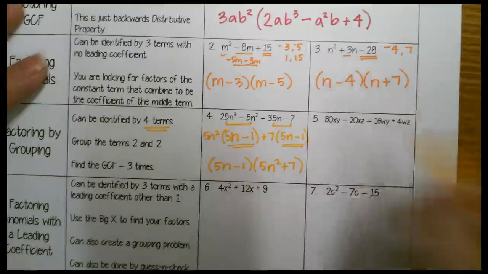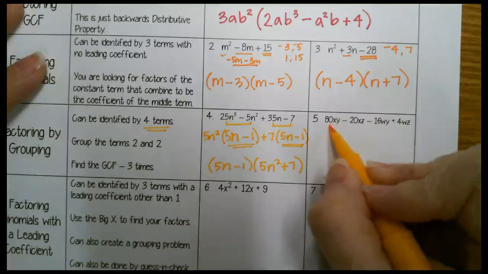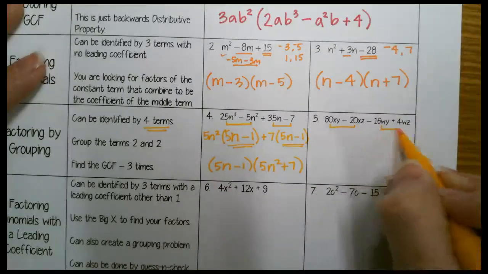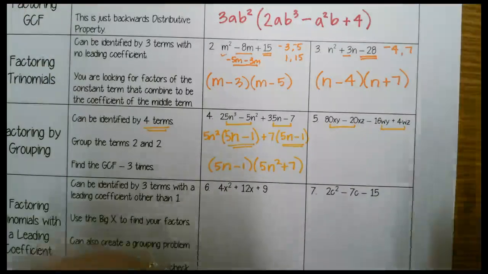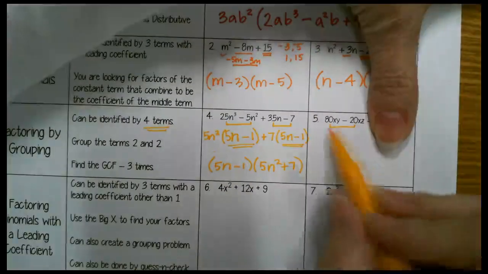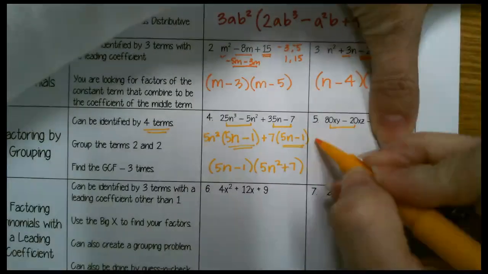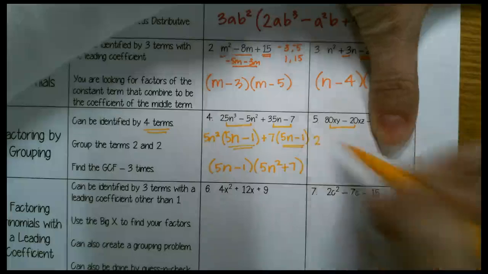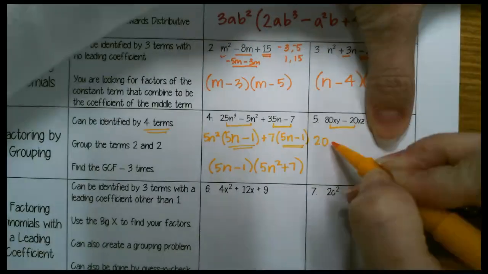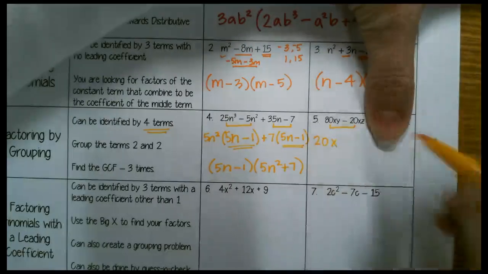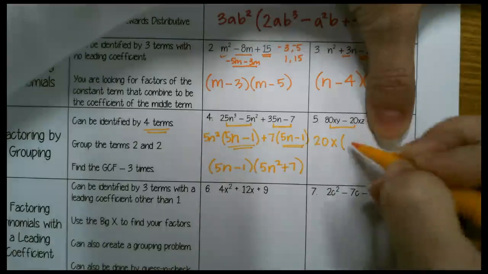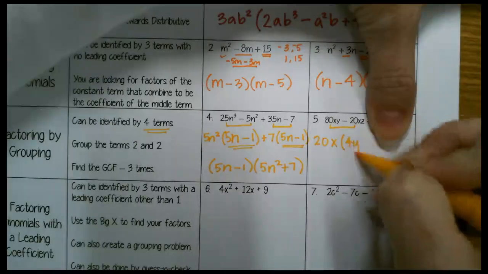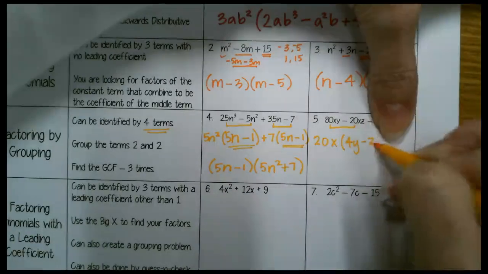All right, so next up, on this one, I'm going to group those two and those two. Out of the first group, there is a GCF of 20x, and that is going to leave 4y minus z.